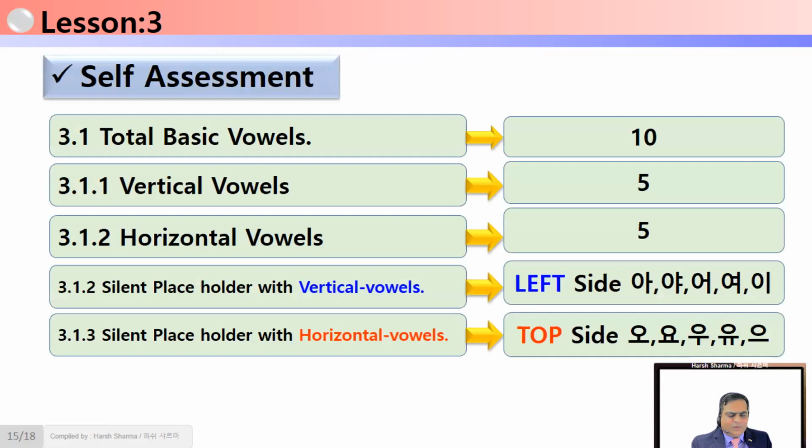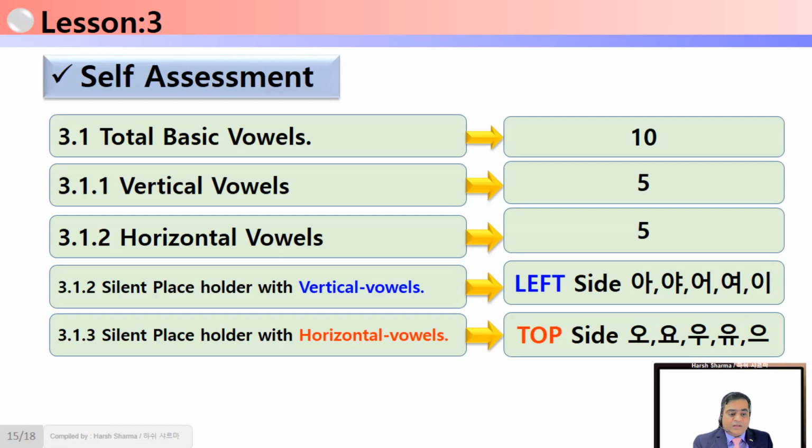See the next slide now. It is the time for the self-assessment. Let's go point by point here. 3.1. Total basic vowels or simple vowels, you can use any word, it doesn't make any difference. They are total 10. Out of 10, vertical vowels are 5 and horizontal vowels are 5.